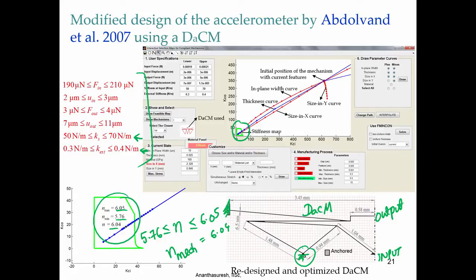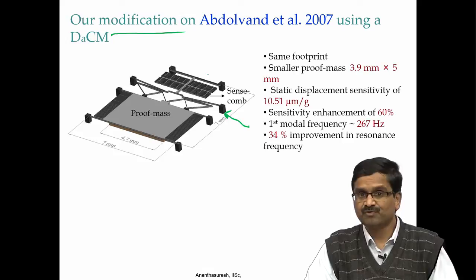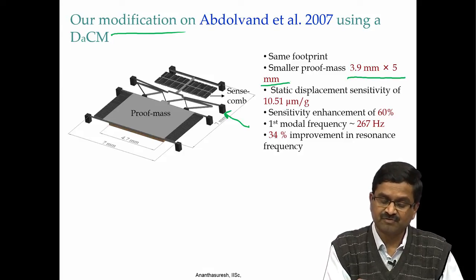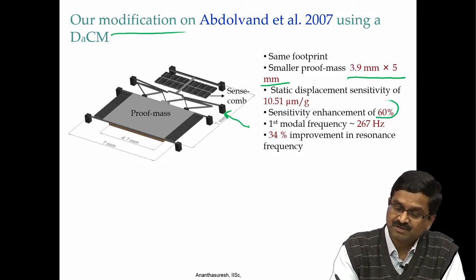The user can choose, and in this particular case it is also showing that micromachining is the only possibility for making something like this, because the user would have put such information into the software. And we modify Abdul-Wand's accelerometer by replacing it with a compliant mechanism in between the proof mass and the sensing mass. When you do that, we see that for the same footprint, 3.9 millimeters by 5 millimeters, the static displacement sensitivity is 10.51 microns per g, where g is acceleration due to gravity, a sensitivity improvement of 60% over Abdul-Wand's design.